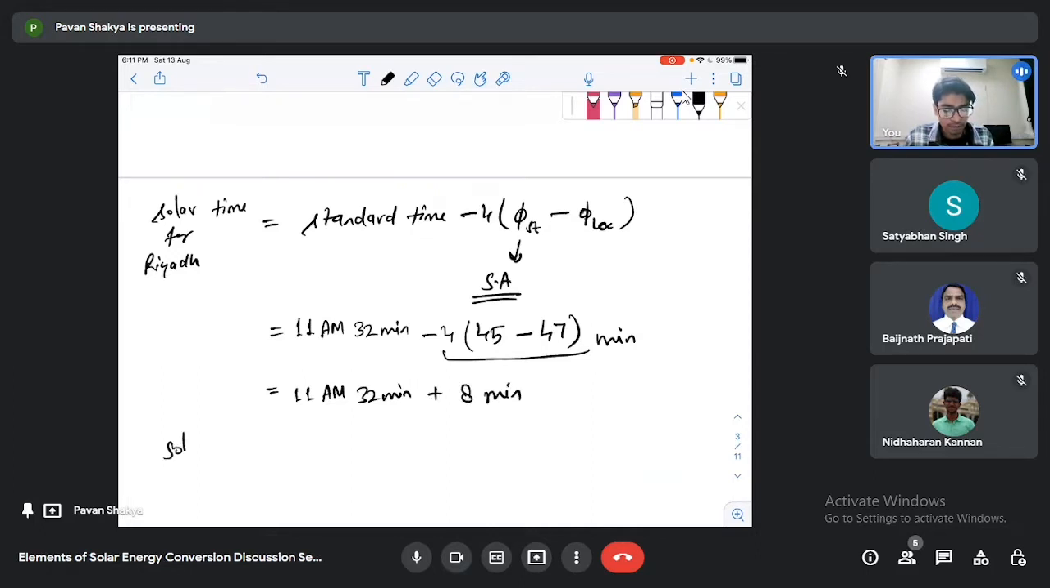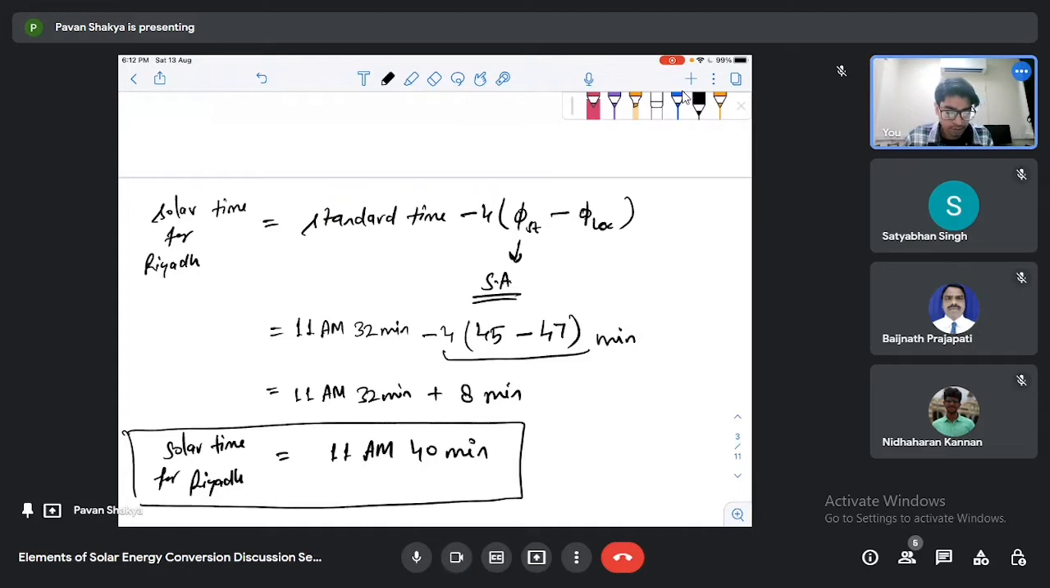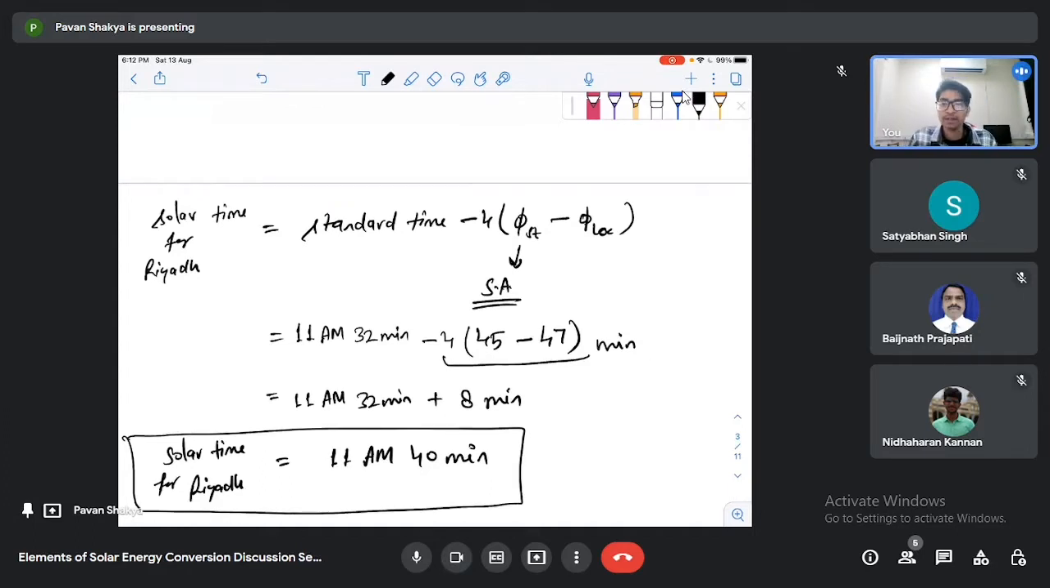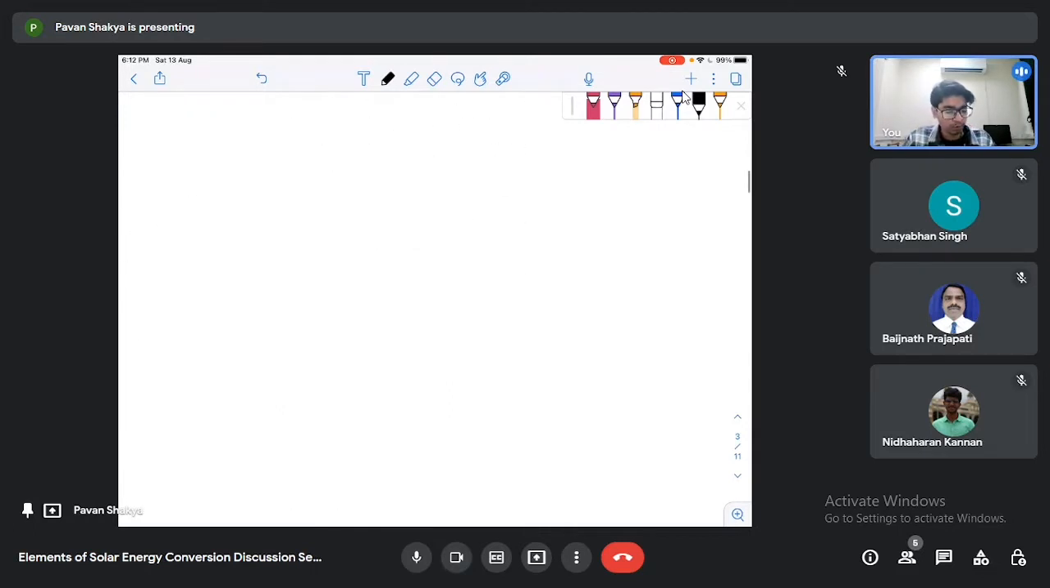So the solar time for Riyadh will be 11 a.m. and 40 minutes. Okay, so this will be the answer for our first problem. If anyone has any doubt, then they can ask. Okay, so let's move to the next problem.